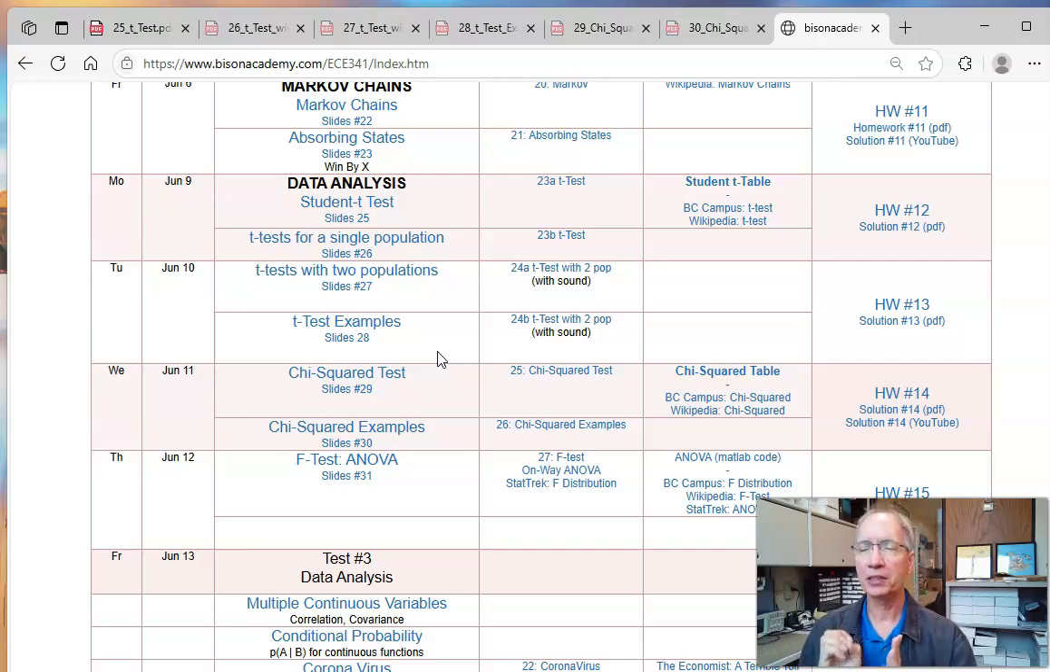A chi-square test is a test of a distribution, such as, is a die fair? Is the distribution of a resistor uniform, normal, or whatever? That's a chi-square test. An f-test is a test of the variance, such as, do two different populations have different variability, different variance? Is the spread greater? That's an f-test. So that's kind of where we're heading.